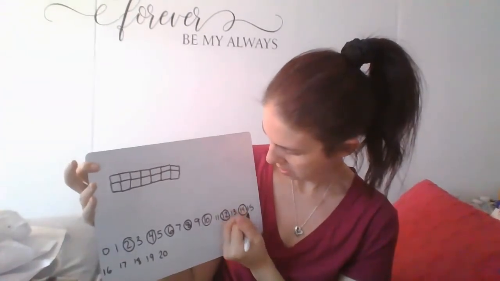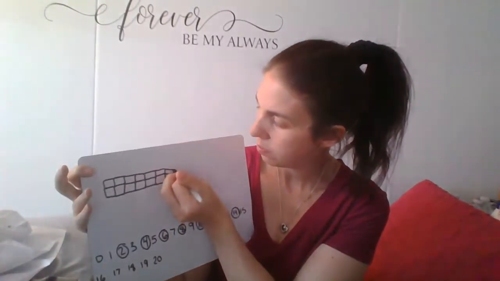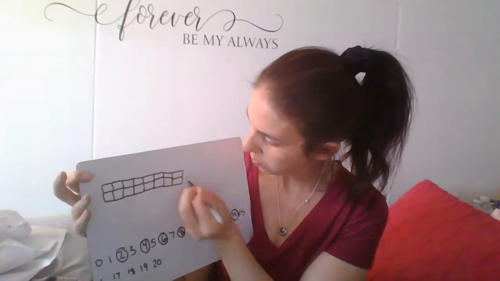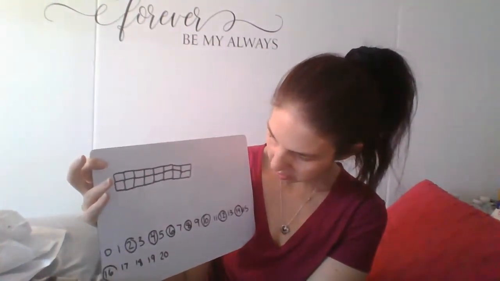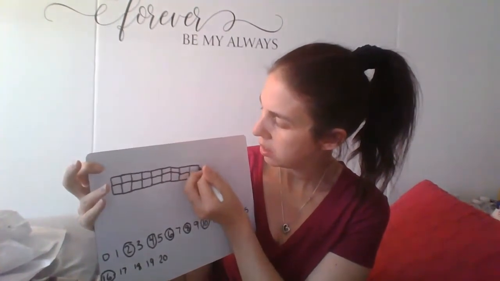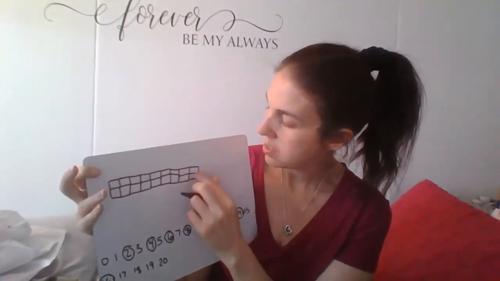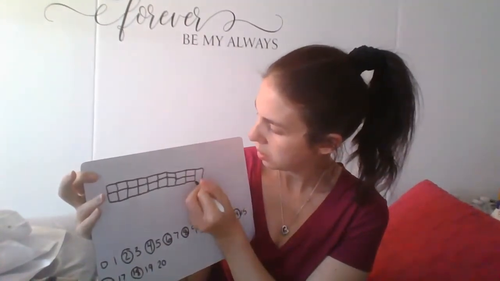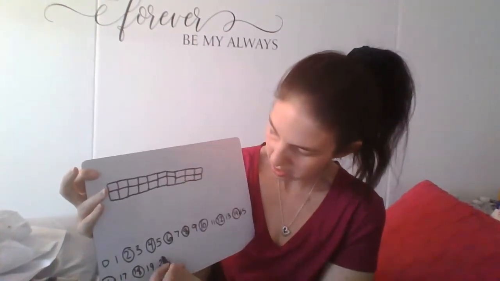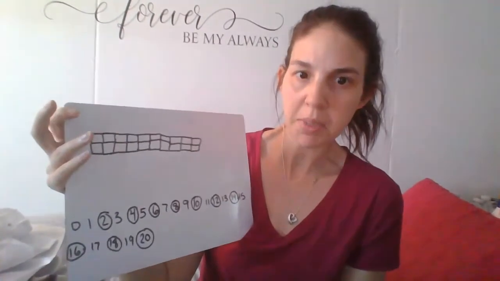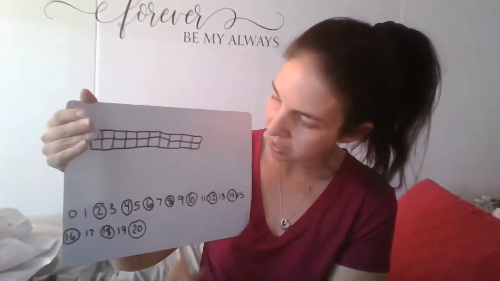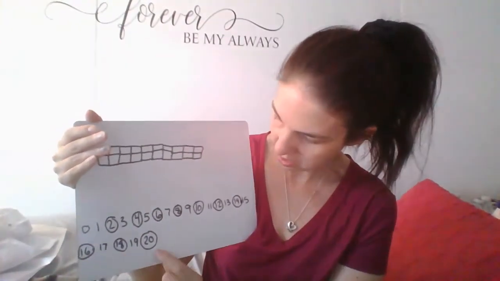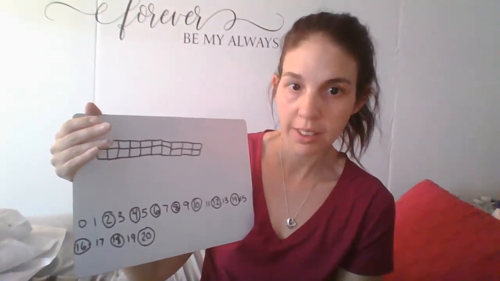Fourteen is even. 16 is an even number. 17, 18 is an even number. And now we have 20. Look at all the numbers that I circled that were even. We've got 2, 4, 6, 8, 10, 12, 14, 16, 18, and 20. Those are all even numbers.